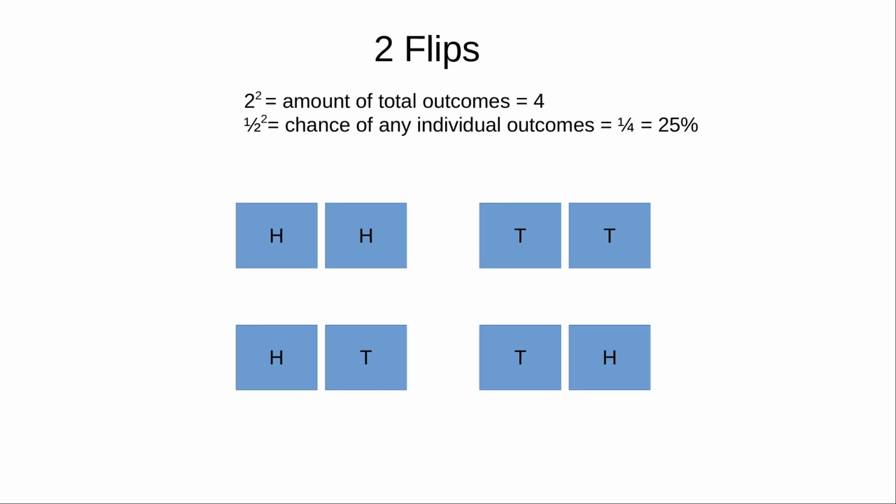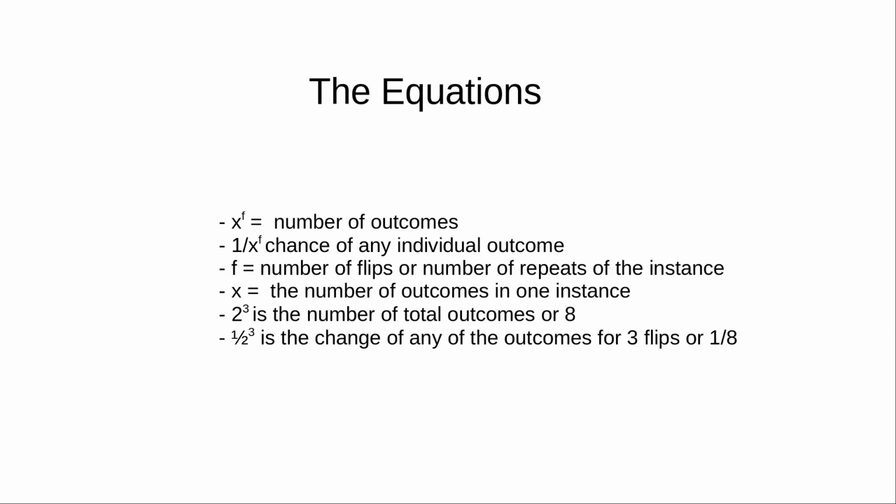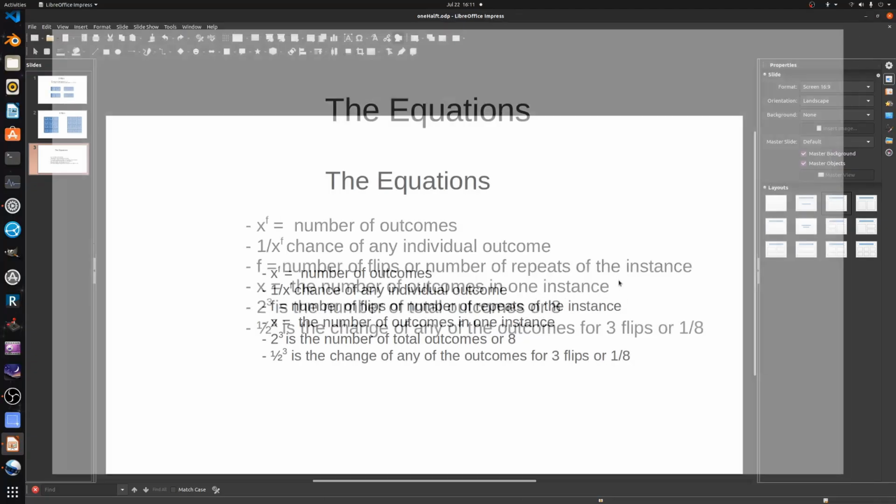So if you have heads and heads, and then you have heads and tails, but then you can, so 1/2, 50%, then you can have that again and get 25% or 1/4. And then with 3 flips, have 1/4 again, you get 1/8, or 12.5% chance. And that's how you find the probability of multiple instances.